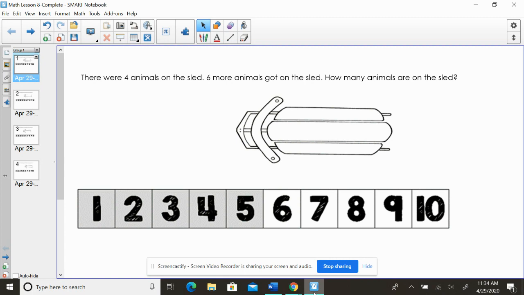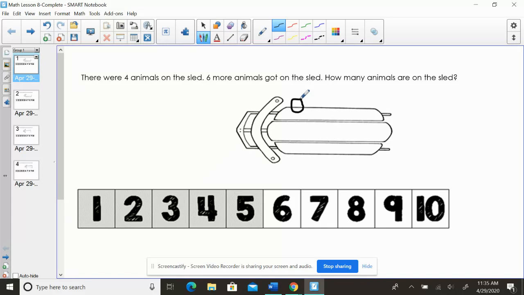So the first one says, there were 4 animals on the sled. 6 more animals got on the sled. How many animals are on the sled? So the first thing I need to do is look at that first number. There were 4 animals on the sled. So I'm going to take my pen and I'm going to draw 4 circles to represent the animals that are already on the sled.